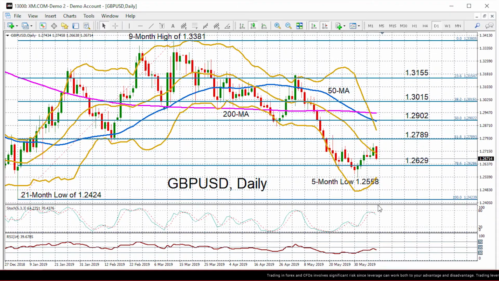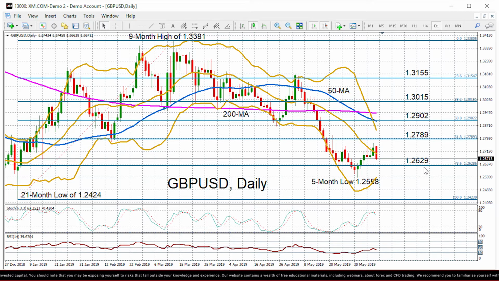We can see that the bullish picture in the short term is fast turning to a bearish one. Stochastics show a bearish crossover with the percentage K and percentage D lines. RSI is also pointing downwards. So if that decline in prices continues, the nearest support is the 78.6% Fibonacci retracement of the uplift from 1.2424 to 1.3381. So that level is around 1.2629.